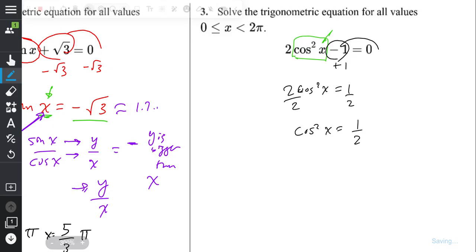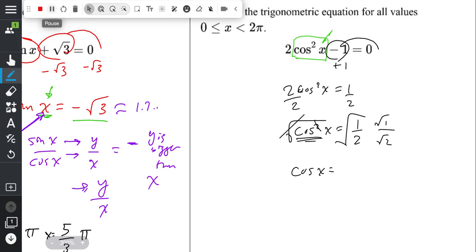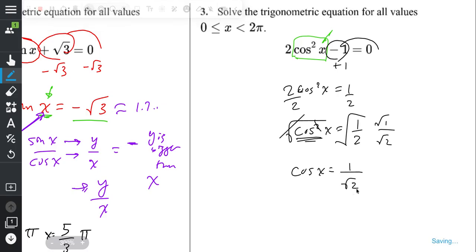Now, you can't just turn to the unit circle and figure stuff out yet, because this says cos squared. What you need is just a plain trig function. So how do we solve that? Take the square root of it. Square root and square cancel out. So you got cos x equals square root of this, square root of that. And you get 1 over square root of 2.